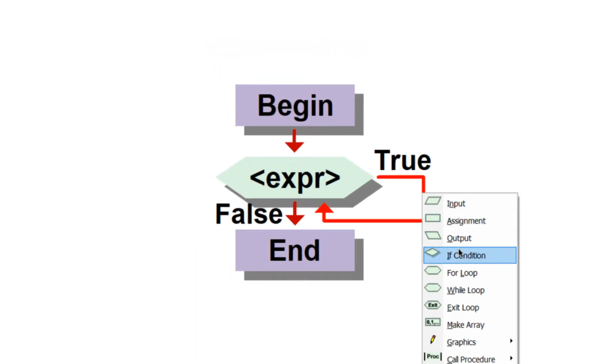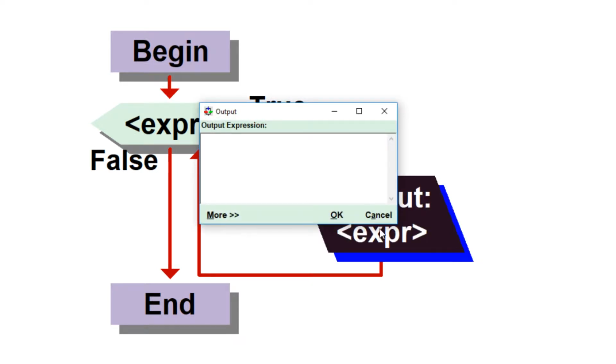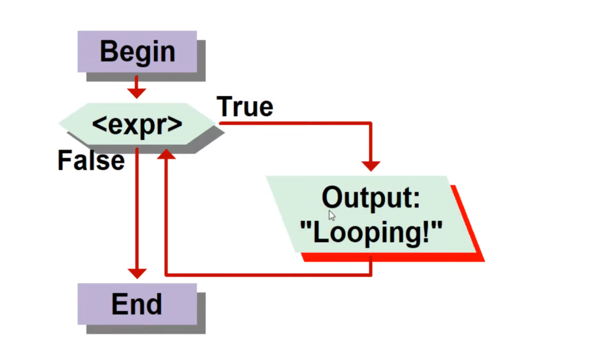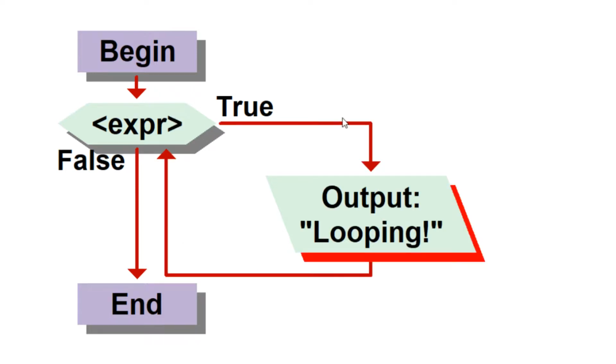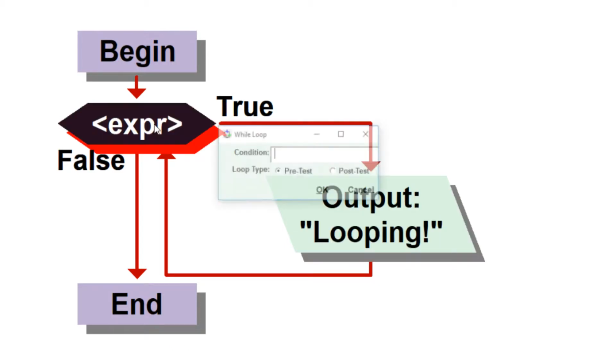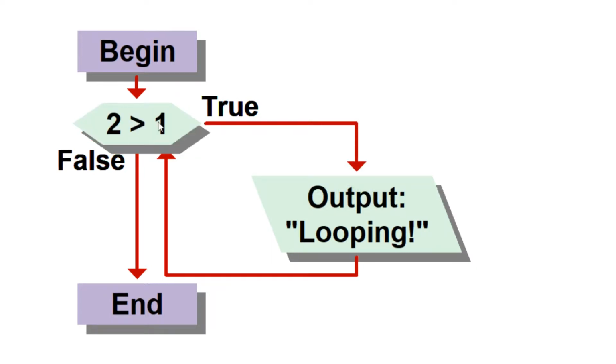Before we write the expression, I'm going to put a little output in here, and I'm going to say looping. What will happen here is, as long as this expression up here is true, and we'll write that in a second, we will continue to print out the word looping. So I am going to put in a conditional expression that's always true. A statement such as 2 is greater than 1. This is a statement that will always be true. There's hopefully no way that 2 can ever be not greater than 1.